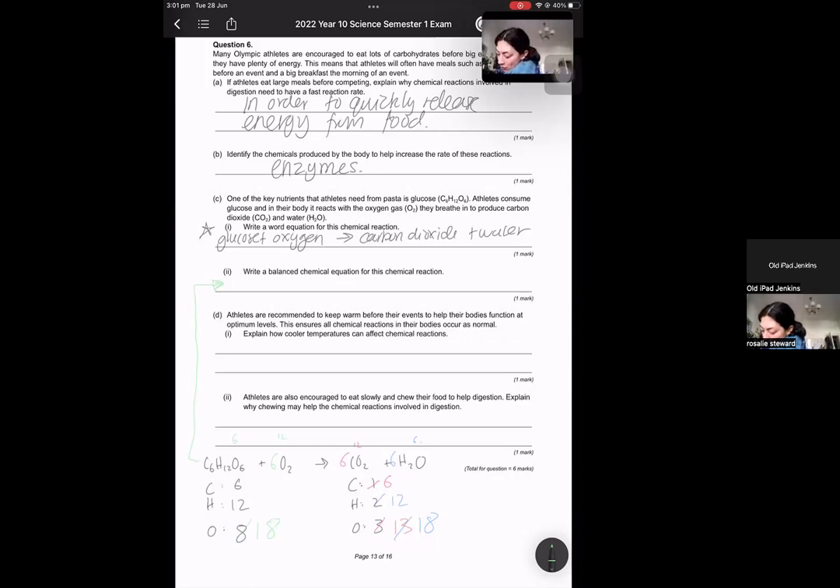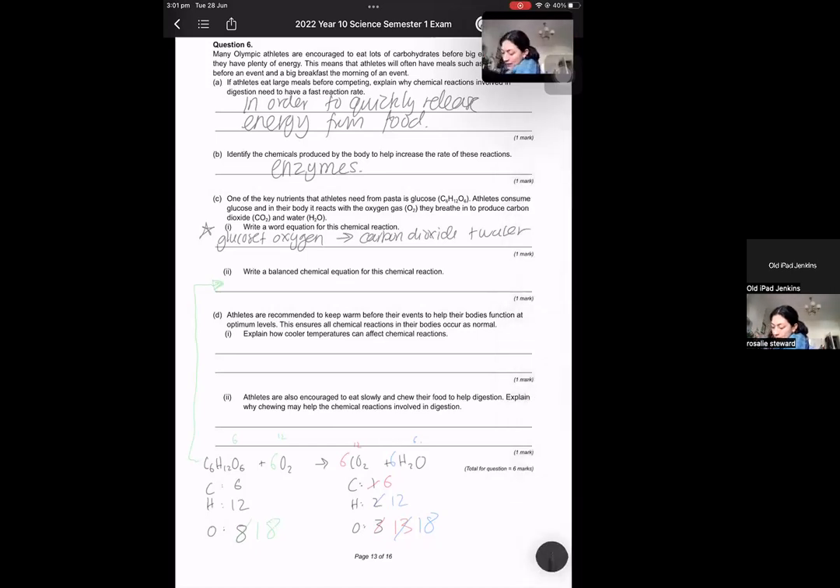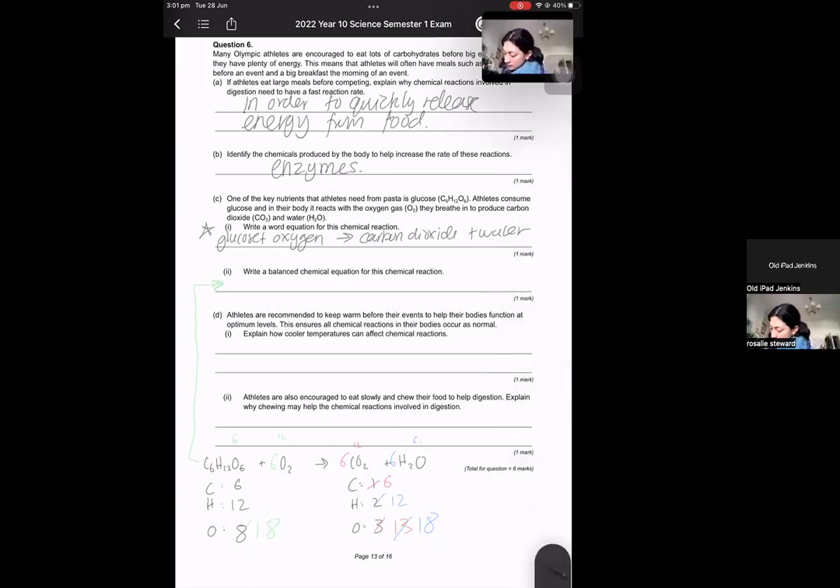Athletes are recommended to keep warm to maintain optimal levels. How can cooler temperatures affect reactions? Cooler temperatures decrease reaction rate. They do decrease reaction rate, and higher temperatures prevent reaction rates occurring.